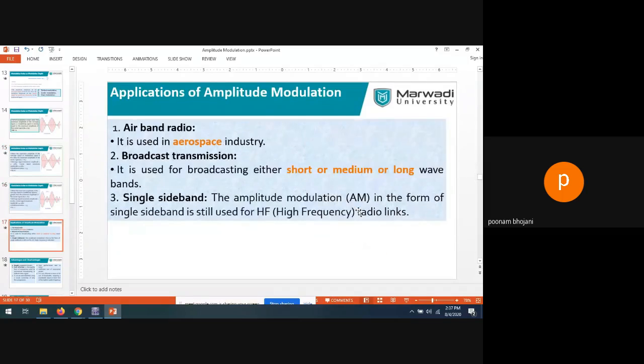Single sideband is still used for high frequency radio links. So high frequency radio links use amplitude modulation, but not the full or double sideband; they are using the single sideband. Generally, amplitude modulation is also known as double sideband full carrier.